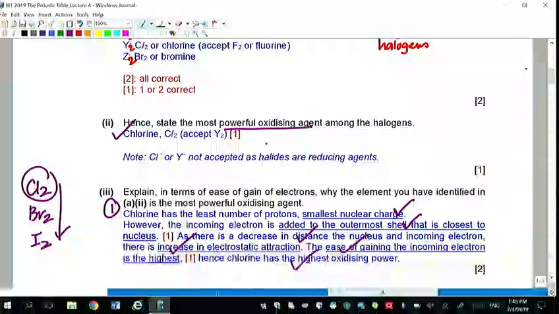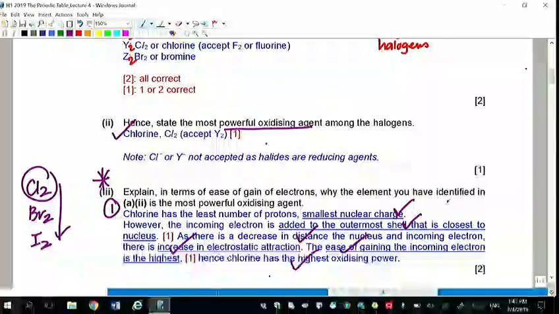So I want to emphasize again, for group 17, there are 3 main things you need to know. The first is on volatility. The second one is on the trend of the oxidizing power down the group. The third one is on the thermal decomposition of group 17 hydrides. These are the 3 main concepts you need to know for group 17. Hence, this particular question is very important, especially the explanation.